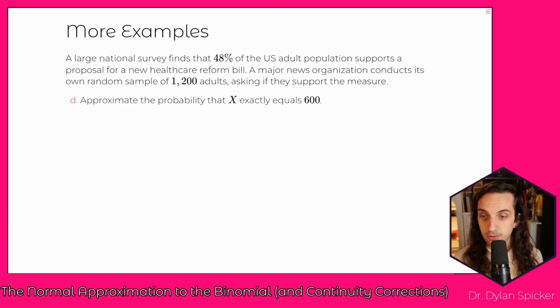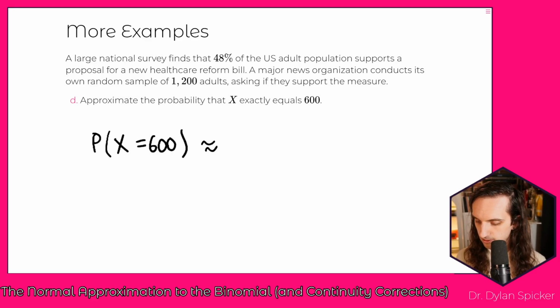Look at part D here. What is the probability that x exactly equals 600? Okay, so we want the probability of x being 600. And if you want this in terms of W, that's going to be approximately the probability that 599.5, so you go down half a unit, is less than or equal to W, less than or equal to 600.5.